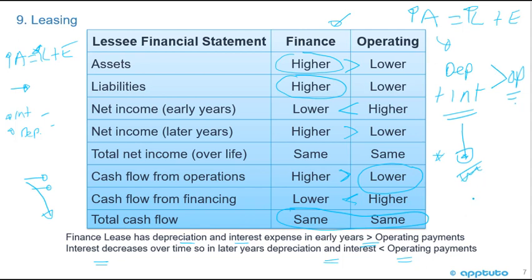Just think a finance lease, I've got the asset, A goes up, L goes up. Oh, I've got the asset and I'm borrowing money to get it, so I've got depreciation and interest. That's more than a rental expense.